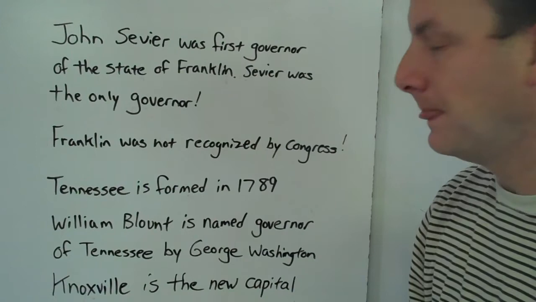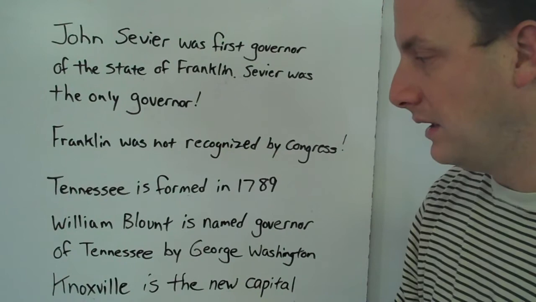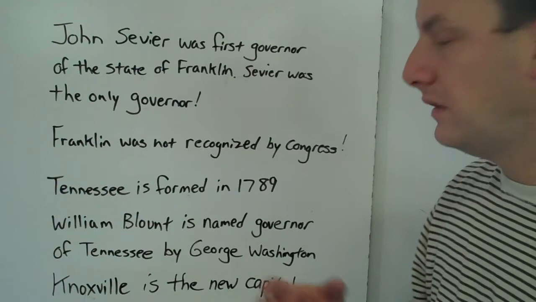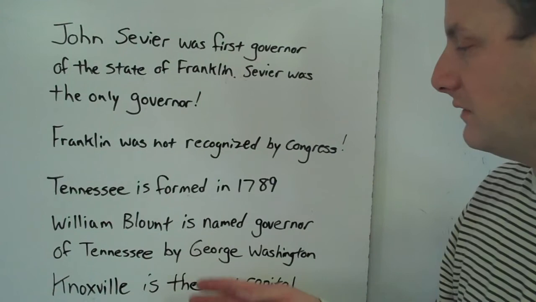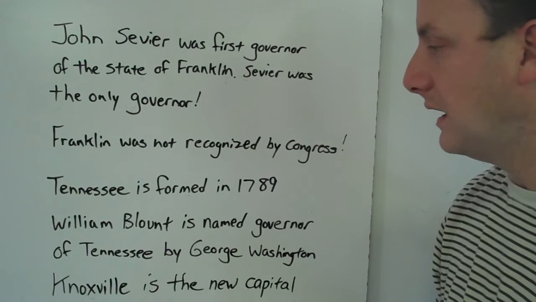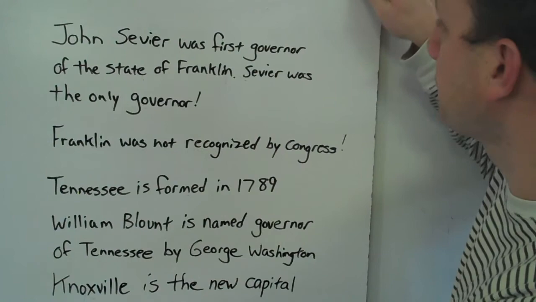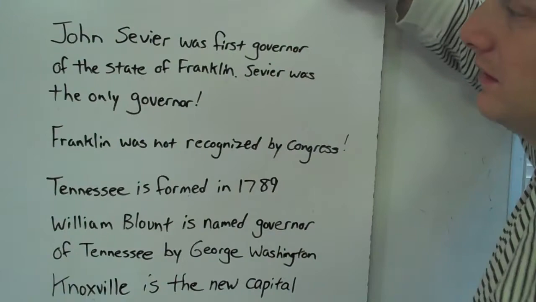Now, the president at the time was George Washington, our country's first president. He chose William Blount, who was a politician from North Carolina, to be the governor of Tennessee. And so William Blount becomes governor of Tennessee, selected by George Washington. And Knoxville, Tennessee, is named as the new capital of the state of Tennessee. So a little history there about East Tennessee, how we actually belonged to North Carolina, and then the state of Franklin, and then became known as Tennessee.